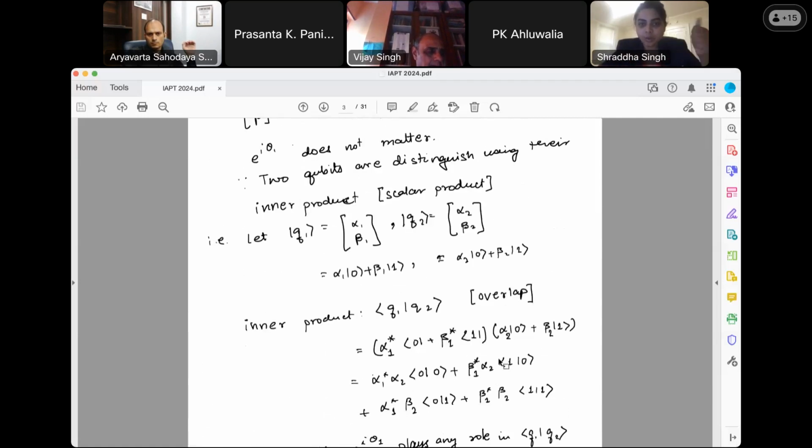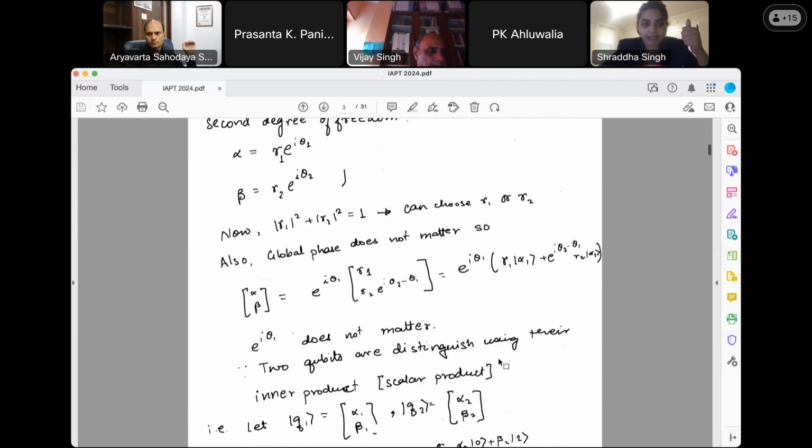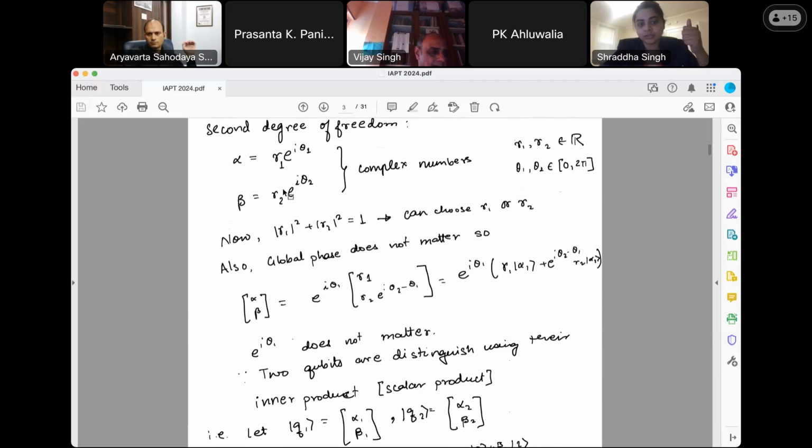So in one quantum bit, you can choose one of these magnitudes, R1 and R2, so the probability of being in 0 or 1, you can choose that. That's one degree of freedom. And the second degree of freedom is this local phase. That is the sign or the complex number just between these two.